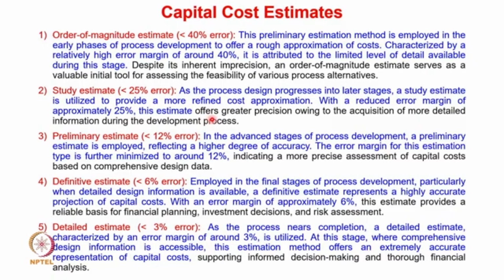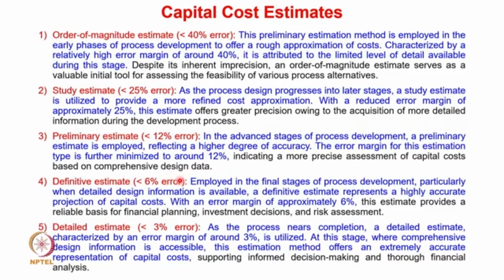This estimate offers greater precision, primarily because of the acquisition of more detailed information during the development process. As we go ahead into the advanced stages of process development, we have a preliminary estimate, where the error is less than 12% and which reflects a higher degree of accuracy. The error margin for this estimation is less than 12%, and this indicates a more precise assessment of the capital cost based on comprehensive design data.